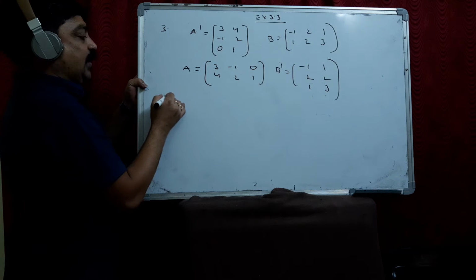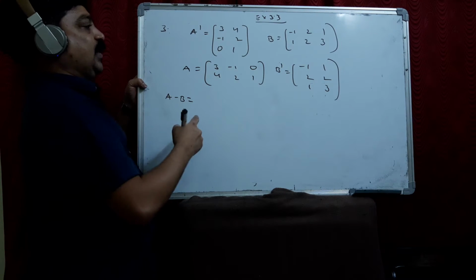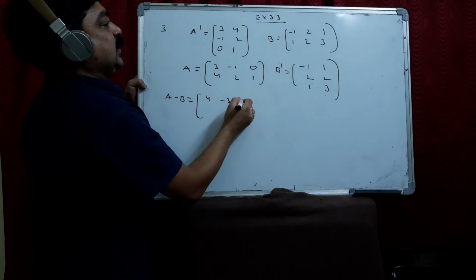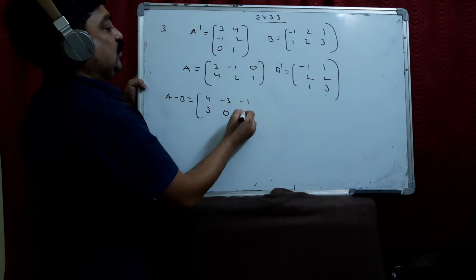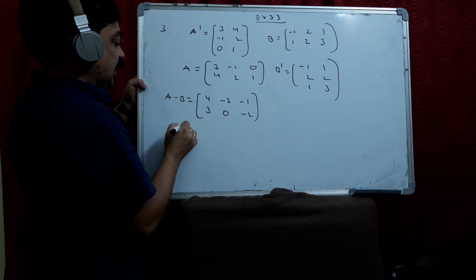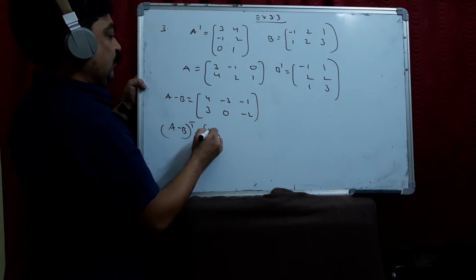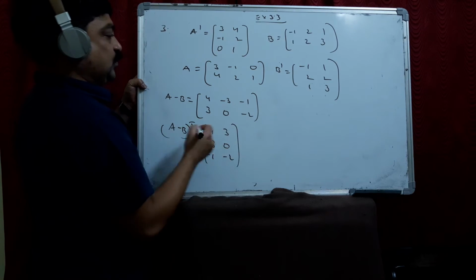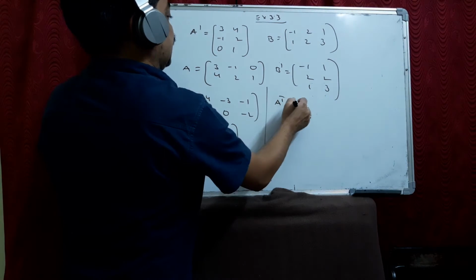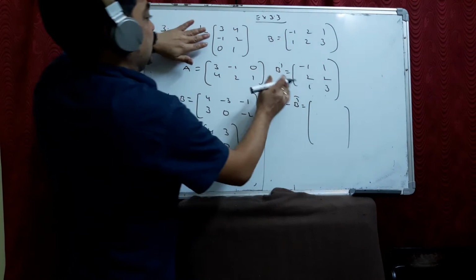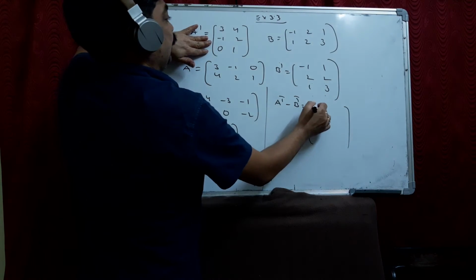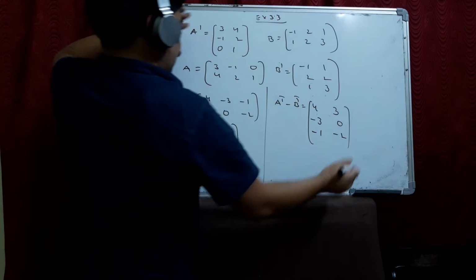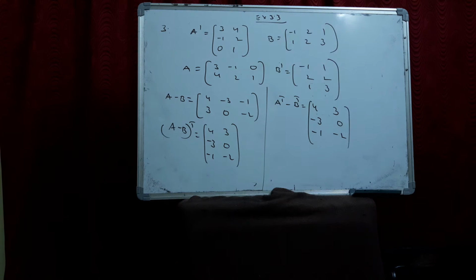Now A minus B. First find out LHS. What is A minus B? This minus this. You will get 4, minus 3, minus 1, 3, 0, minus 2. Now A minus B whole transpose will be 4, 3, minus 3, 0, minus 1, minus 2. Now go for RHS. A transpose minus B transpose. So this minus this: 3 plus 1, 4; 4 minus 1, 3; minus 3, 0; minus 1, minus 2. So both are same. Like that you can verify.